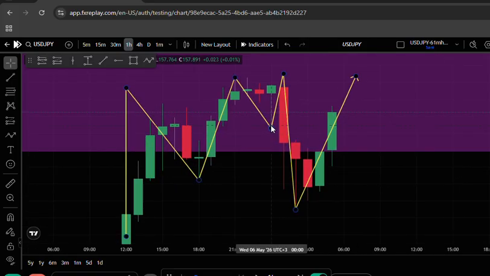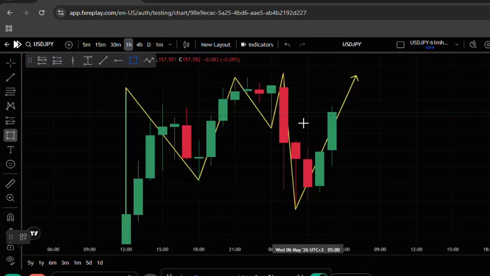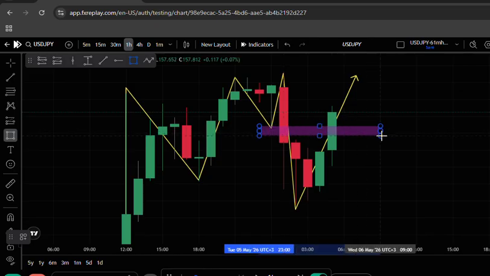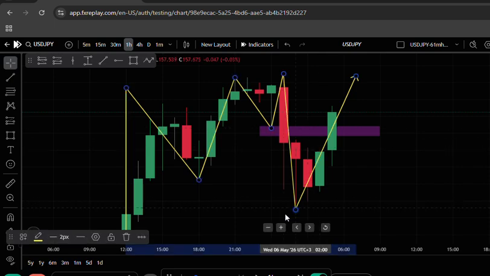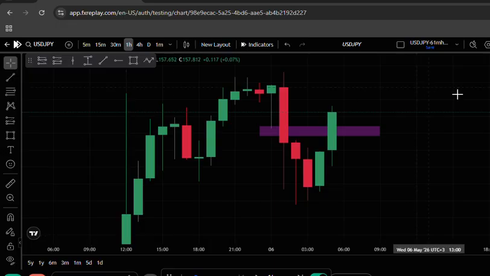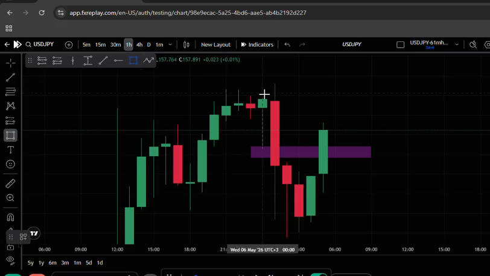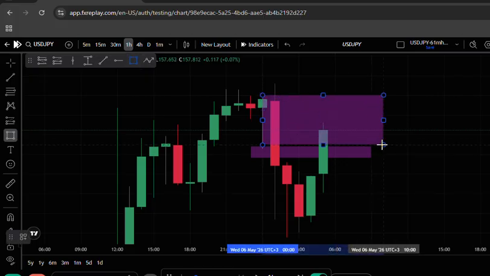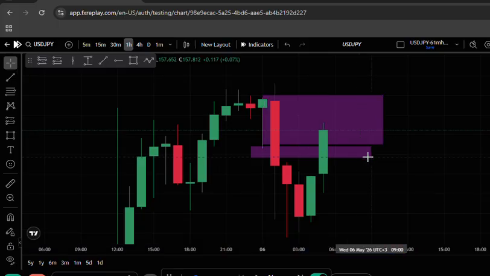So what does that mean? Let me remove this one. That means that the market had come, broken this low, and now here it was coming back to retest, of course continue selling. Let me remove this to show you where the market was retesting from. The market was retesting from this H1 order block. You see that H1 order block? That's where the market was coming to retest.